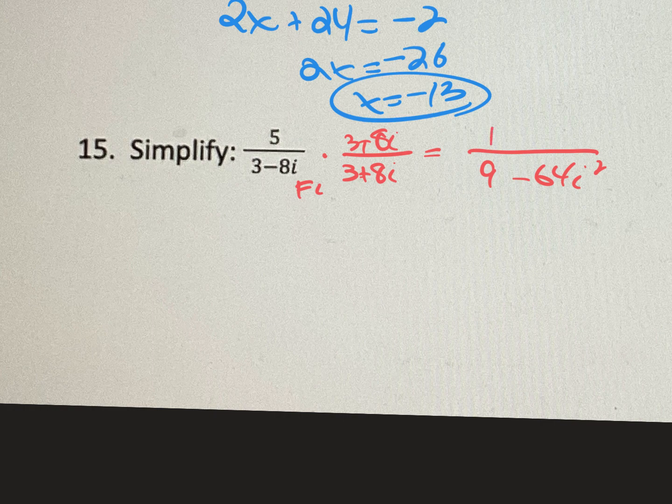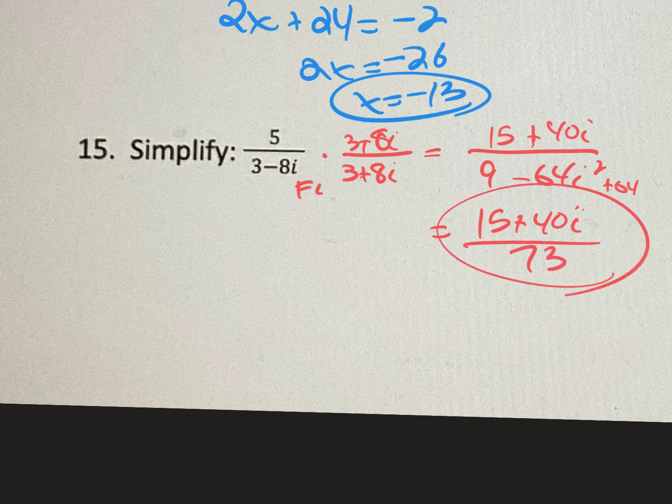My numerator, 5 times 3 is 15, 5 times 8 is 40i. So my numerator is 15 plus 40i. My denominator, 9 minus 64i squared. That i squared really makes that a plus 64. 9 plus 64 is 73. You can't cancel anything. That's it.